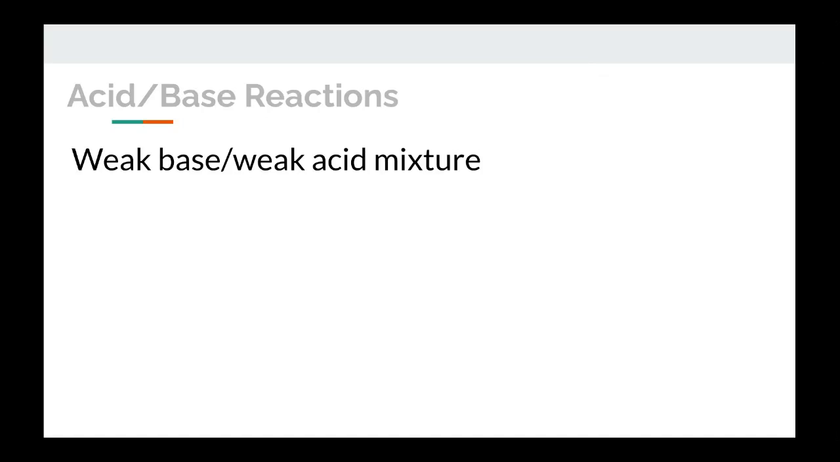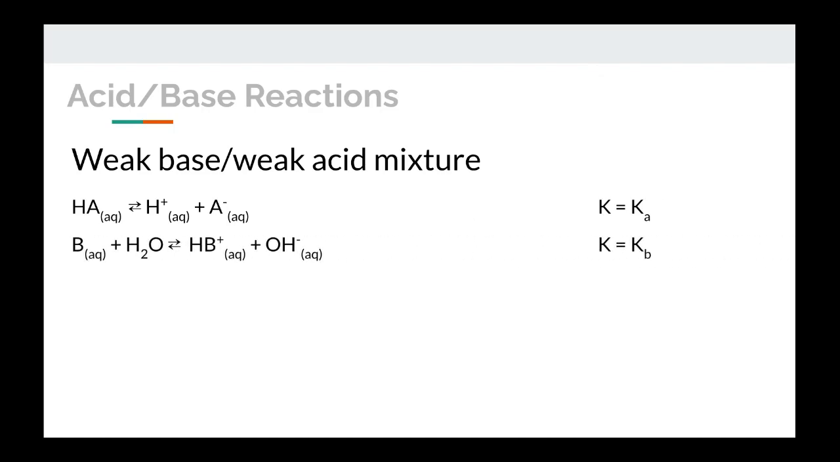Now let's look at a weak base, weak acid mixture. This is the only one we have left. It's the only possible combination. Here's the weak acid. It's going to produce H plus and A minus reversibly. K for that is Ka for the acid. Here's the weak base. It's going to react with water to produce HB plus and OH minus. K for that reaction is Kb.